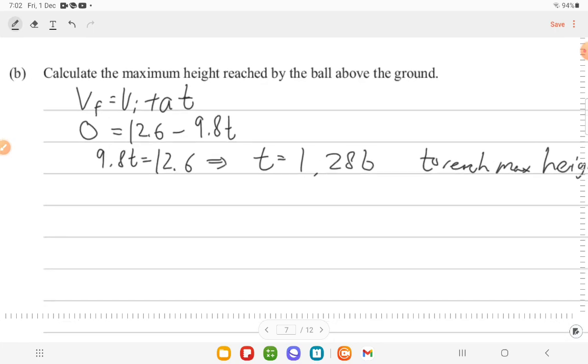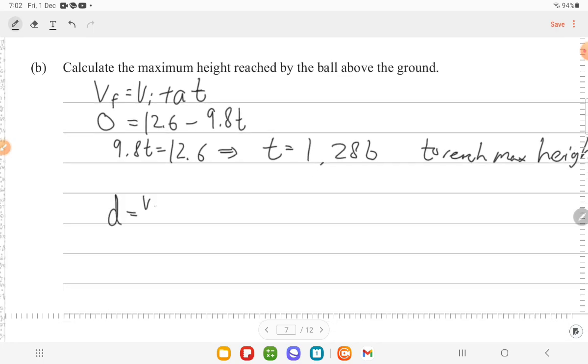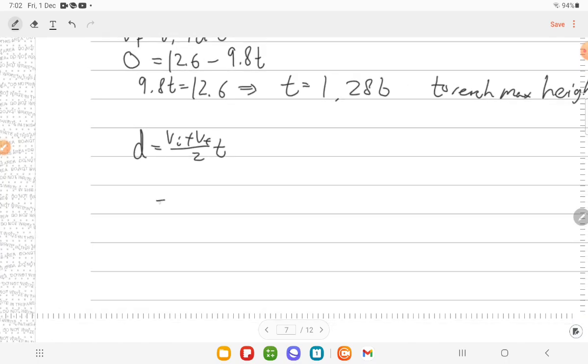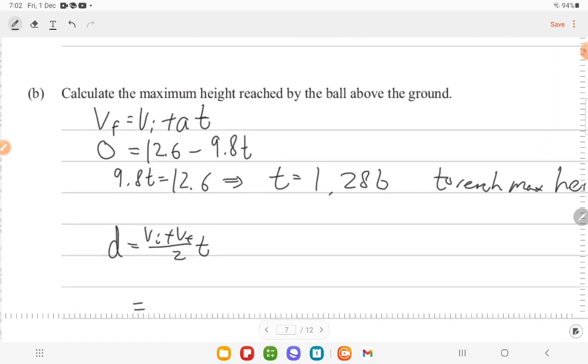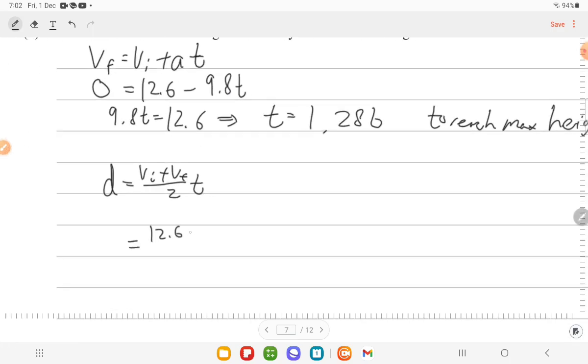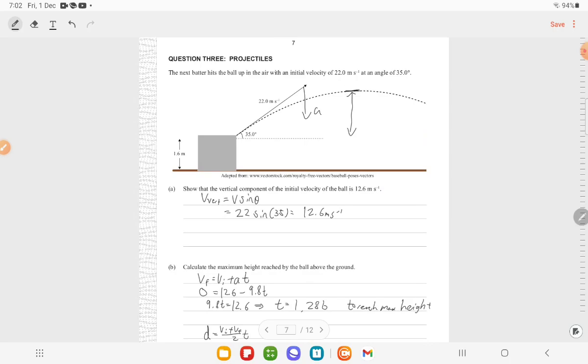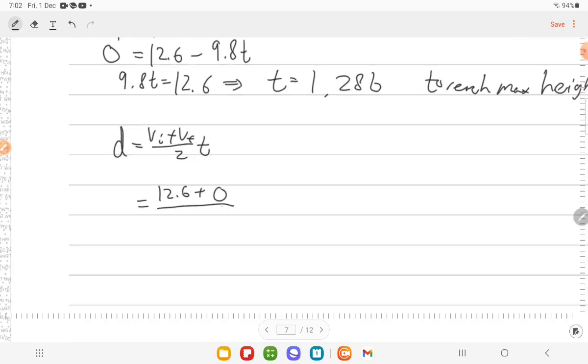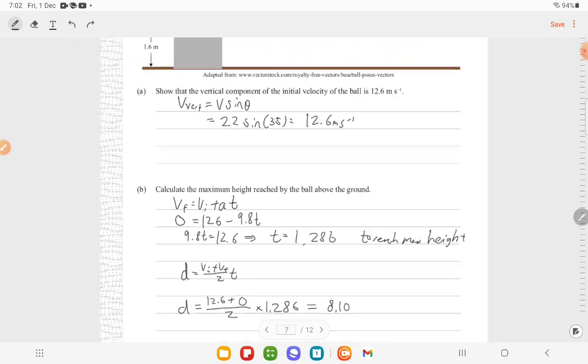And then we can use the equation distance is equal to (Vi plus Vf) over 2 times time. So initial vertical velocity is 12.6 plus the final vertical velocity, which is just 0, over 2 times 1.286. Distance is equal to this. This is just equal to 8.10 meters.